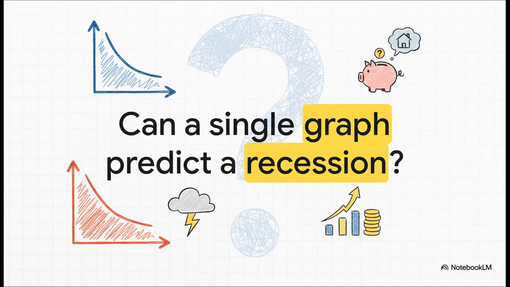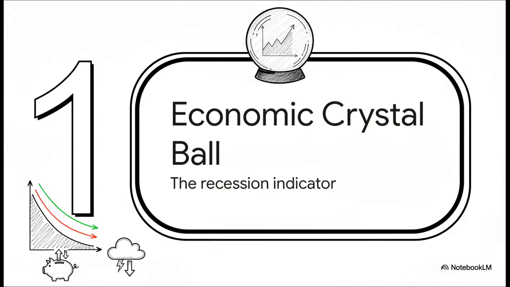So let's just ask the big question right up front. Can one single graph really predict a recession? I know, it sounds a little like financial astrology, doesn't it? But for decades, this one chart has had this almost mythical power, acting like a warning bell for economic downturns right before they hit. And that famous indicator? It's called the yield curve.